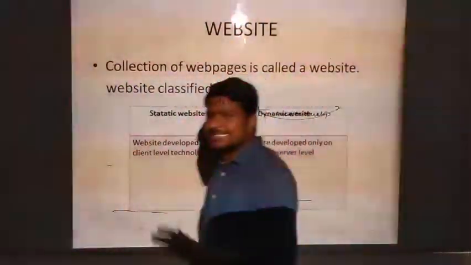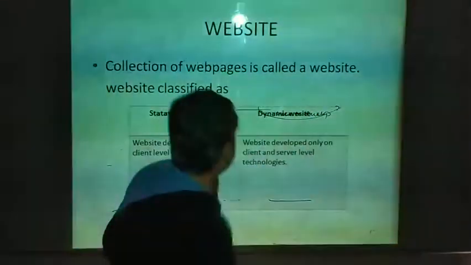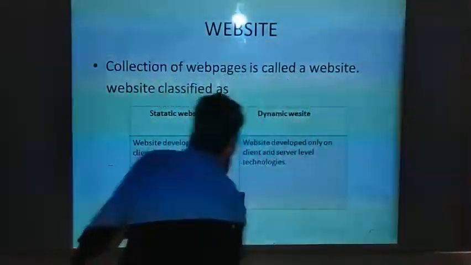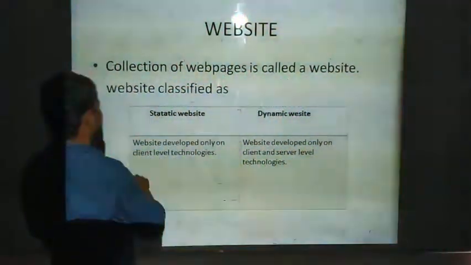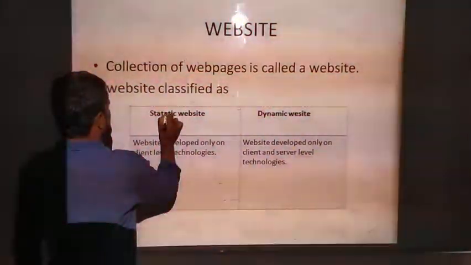A website is classified into two types. One is static website, another is dynamic website. Here it is. This is not there. So this is a static website.